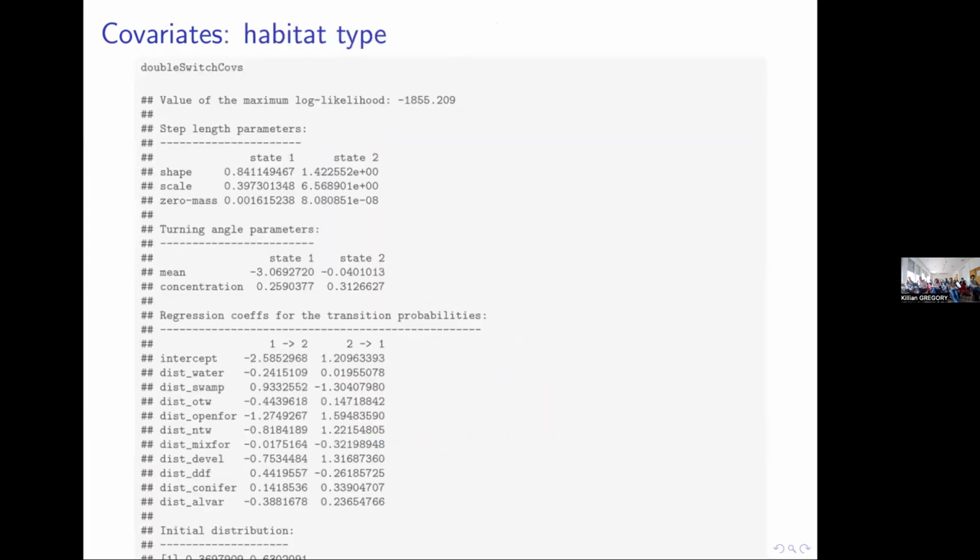And this is what we get. I'm not going to go through all these, but we have two state transitions, right? A transition from 1 to 2, or a transition from 2 to 1. So if it's negative for distance to water, that means the animal is less likely to switch from state 1 to state 2 as it gets farther away from water. We're not going to go through all of those, but it helps you identify which of these covariates are driving that behavior.